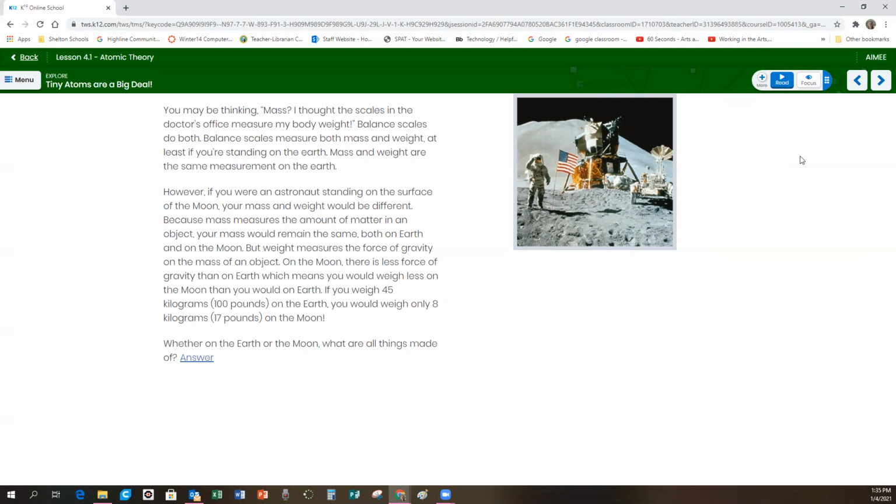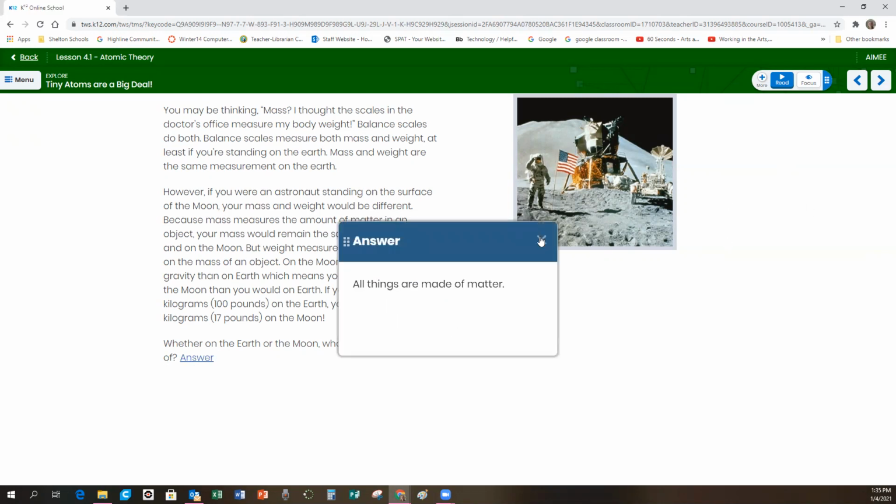If you weigh 45 kilograms or 100 pounds on the Earth, you would weigh only 8 kilograms or 17 pounds on the moon. Whether on the Earth or the moon, what are all things made of? And I hope you can think of the answer, which is all things are made of matter.